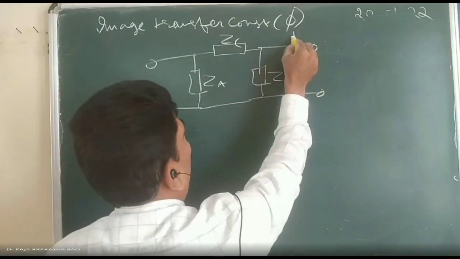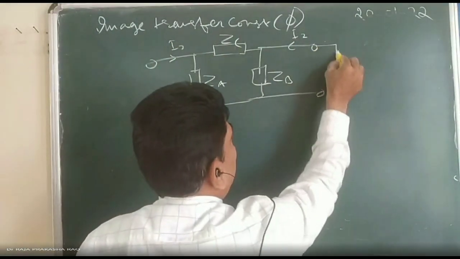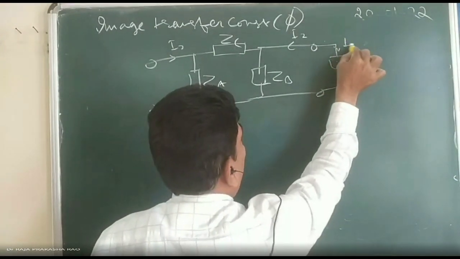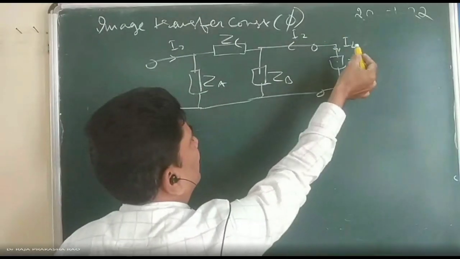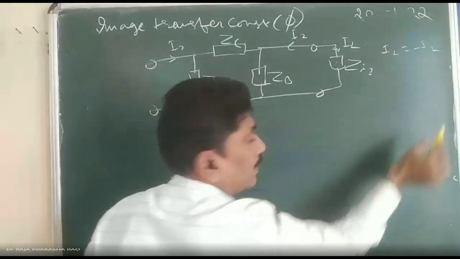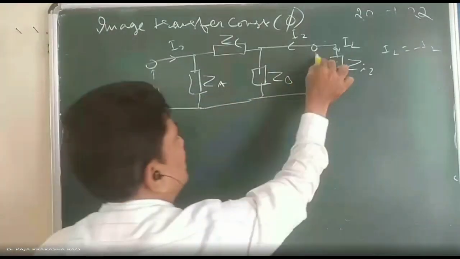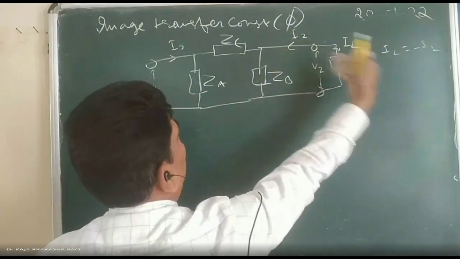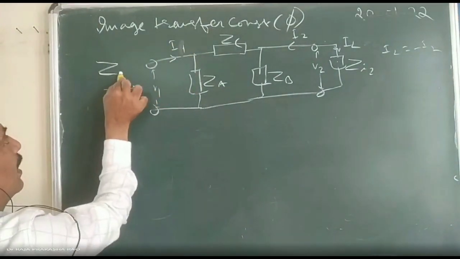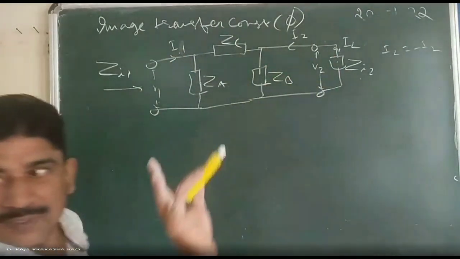Actually, the current I2 will be flowing into the network. Here I1 will be flowing into the network. And here ZI2 is connected. So through I2, IL will be flowing like this. What is the relation between I2 and IL? I2 will be equal to minus IL, or IL is equal to minus I2. The voltage across this is V1 and the voltage across this is V2. The current flowing into the network here is I2, and here the current flowing into the network is I1. This is ZI1. ZI1 is equal to V1 by I1 and ZI2 is equal to V2 by I2. Okay, I followed.